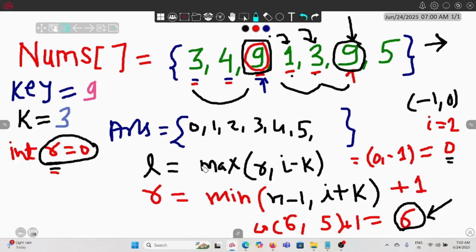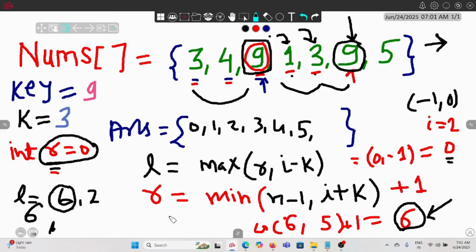So what would be the L here once we reach 5? L would be R, what is the current value of R? R is 6. So 6, and this is our 5. So 5 minus 3 is 2. So what is the max here? Max is 6 here. So we got L equal to 6.